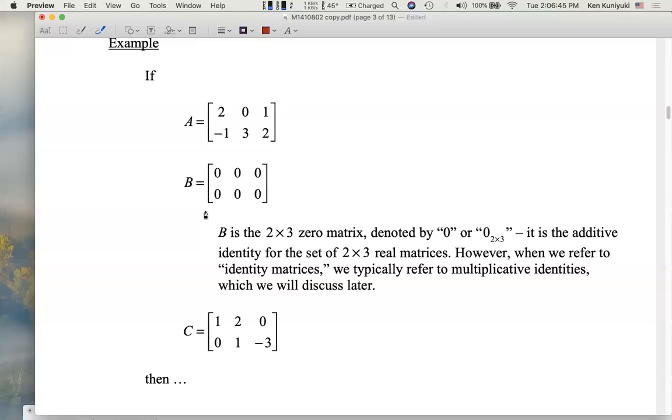Now notice here, B is interesting. B is the 2 by 3 zero matrix consisting of all zeros. And it's the additive identity in the sense that if you add this matrix to any other 2 by 3 matrix, you get that other matrix. However, even though it's the additive identity, it's not what we call an identity matrix. That's a multiplicative identity. We'll talk about those later. They look different.